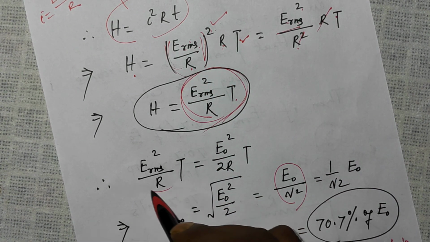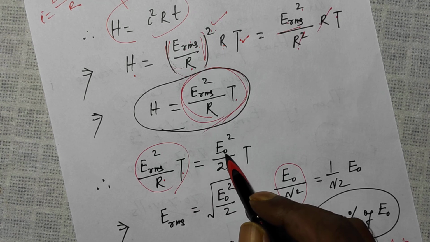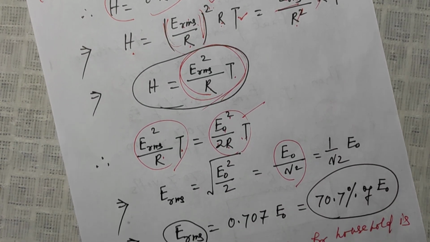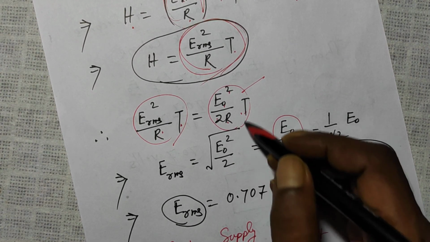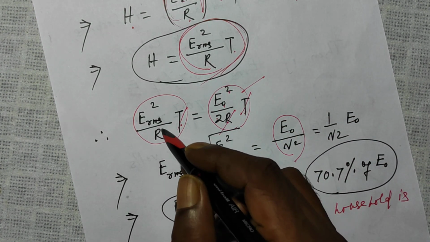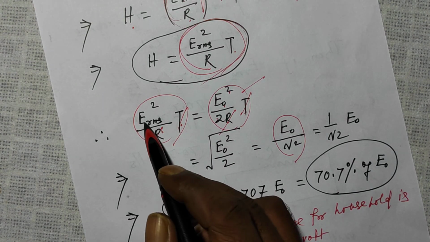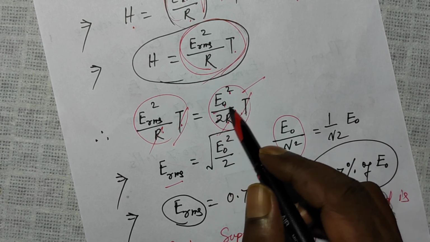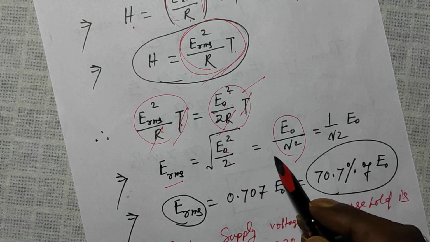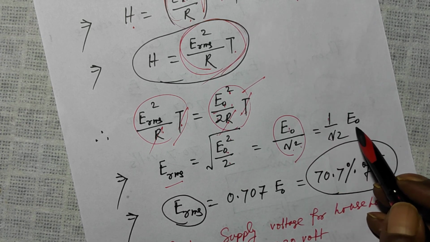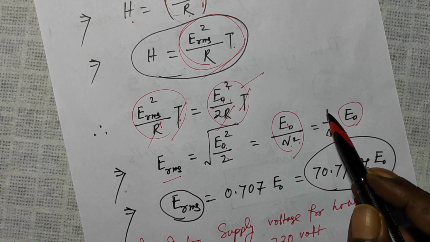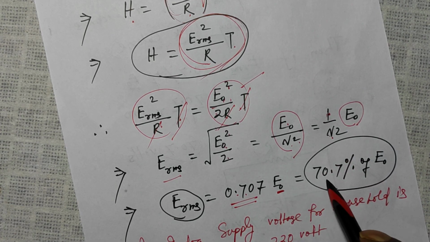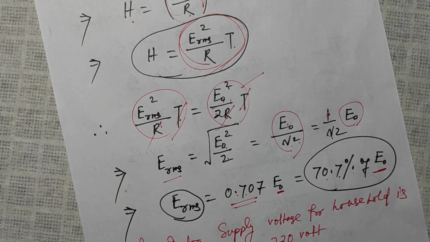Therefore, ERMS square over R into T is equal to E naught square by 2R into T. This was the heat produced due to the alternating EMF. Now T cancels. Now one R cancels. So this is a square term. So ERMS is equal to square root of E naught square over 2. So E naught over root 2, 1 by root 2 times this. That is, 1 divided by root 2 gives 0.707. So 70.7% of E naught.